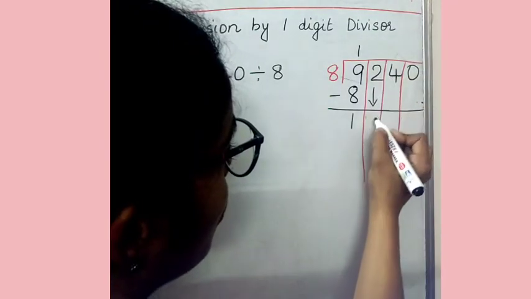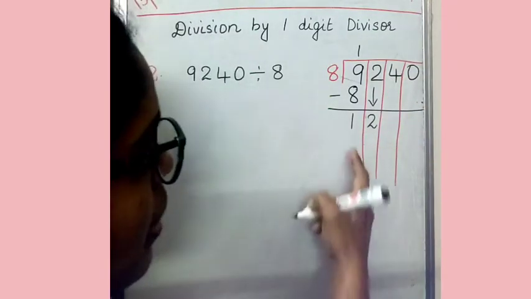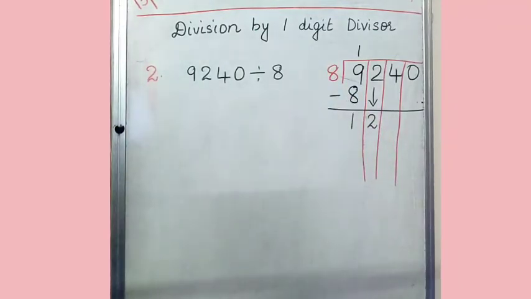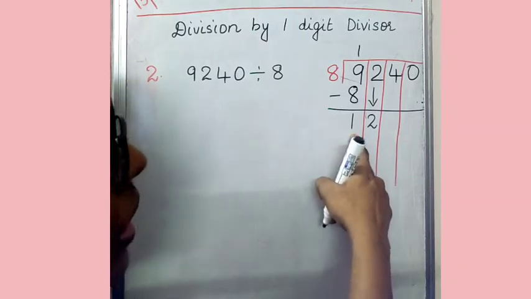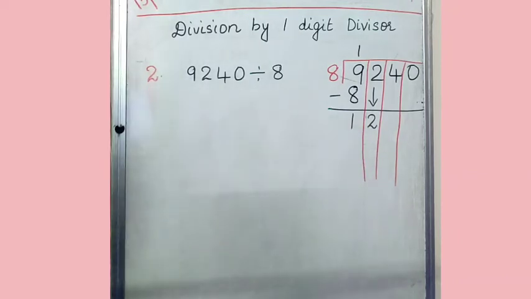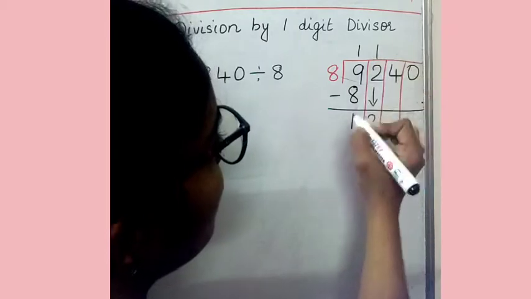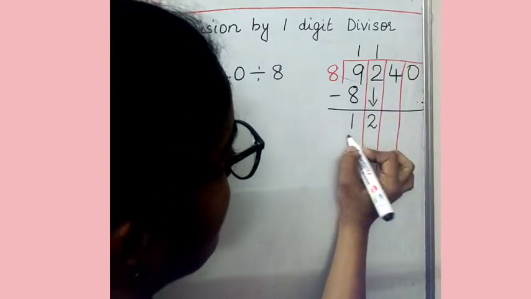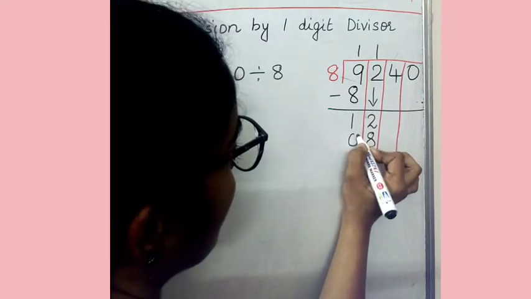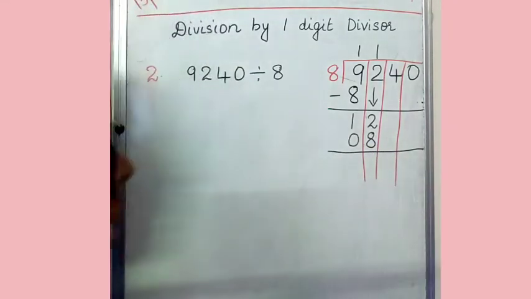Bring down this 2 here to this place. Now it becomes 12. How many times 8 in 12? Is 12 a multiple of 8? No. 1 8 is 8. 2 8s are 16. We cannot write 16 here because 12 is less than 16. So we write 1 in this place, and here we write 8. Draw a line.